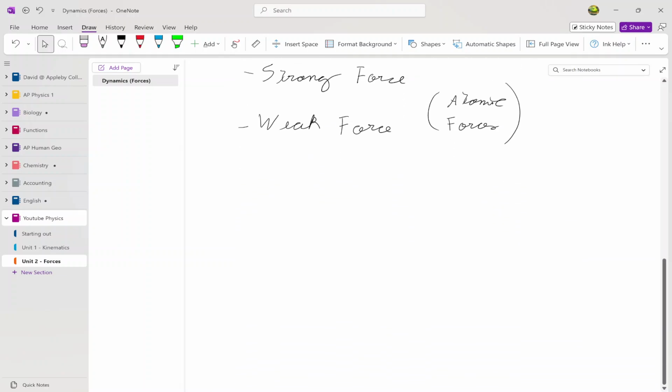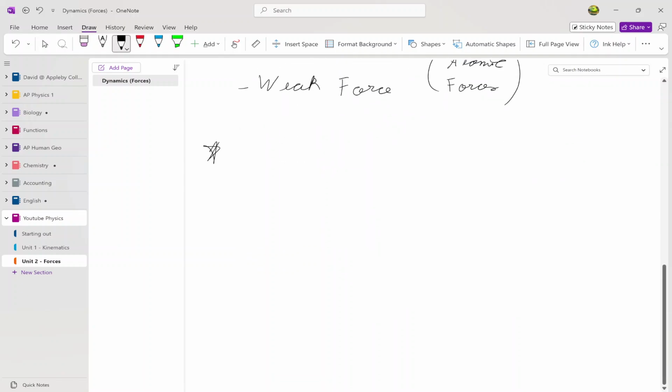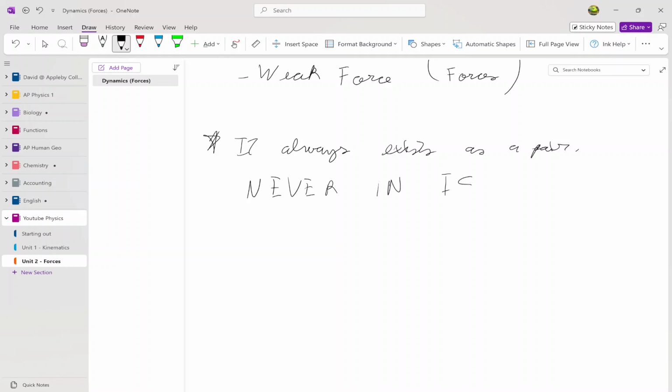Nothing too big. And oh, yes, a very important statement about any force, which relates to the body statement: a force always exists as a pair, never in isolation.